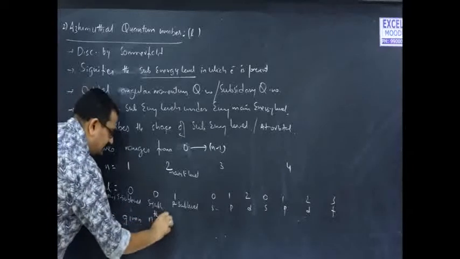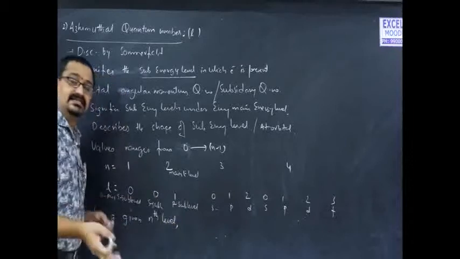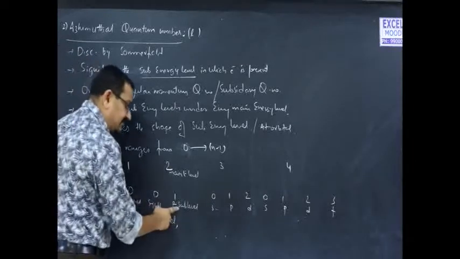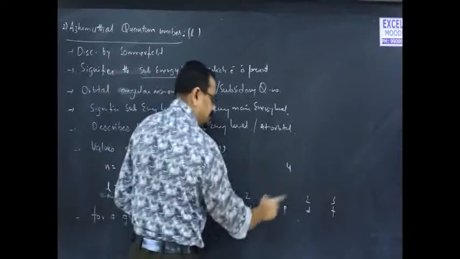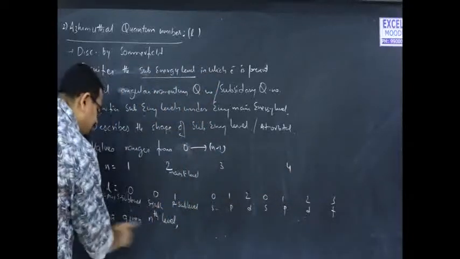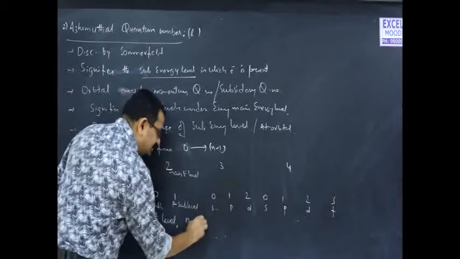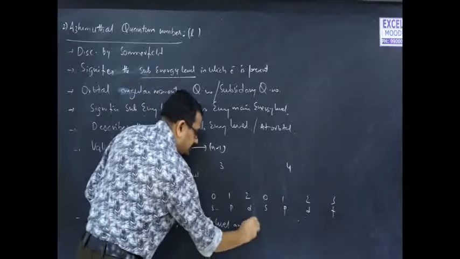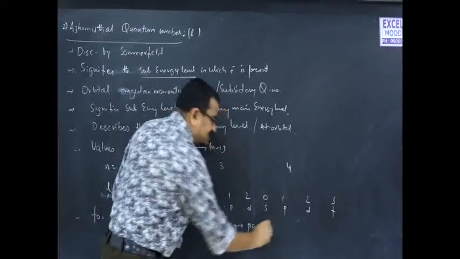And totally, for a given nth energy level, how many sub-energy levels are possible? For the first level, 1 sub level; second level, 2 sub levels; third level, 3; fourth level, 4. For a given nth level, n sub-energy levels are possible.